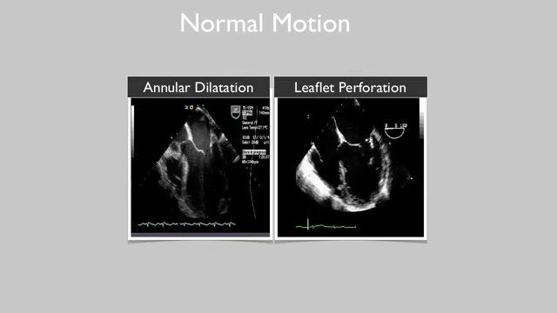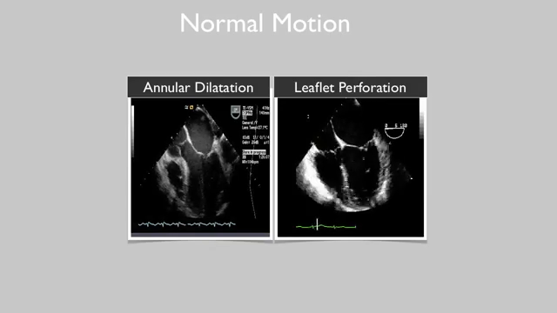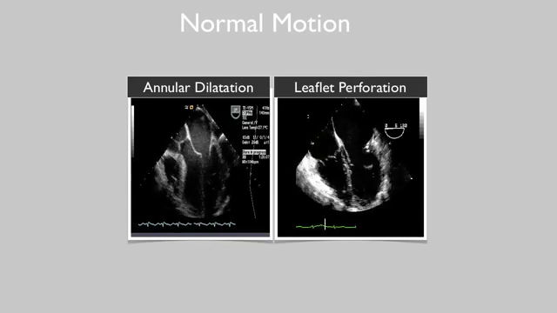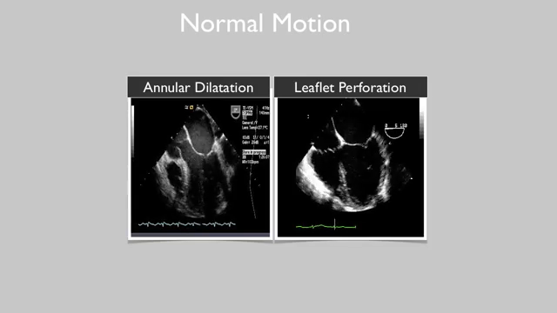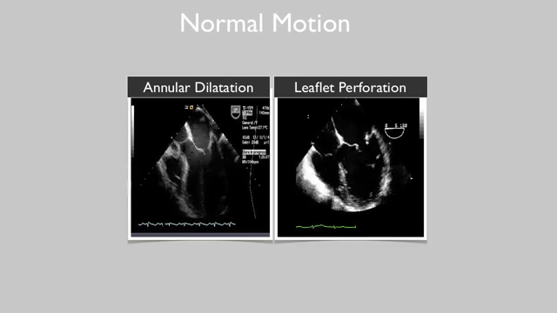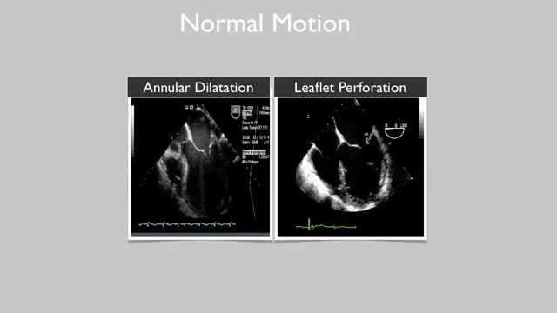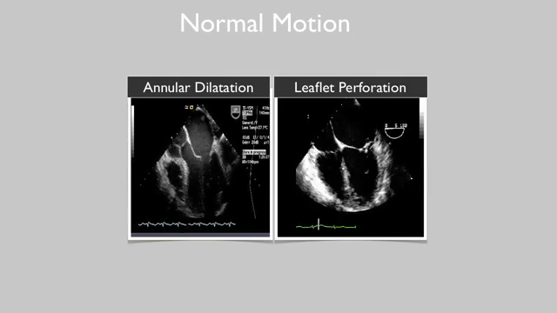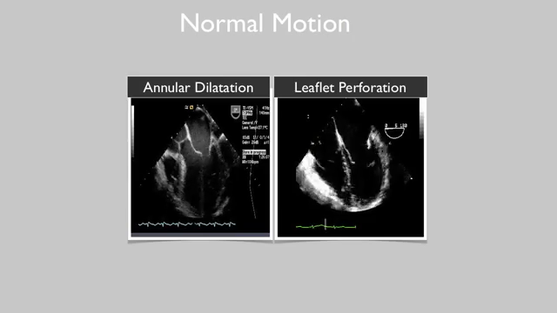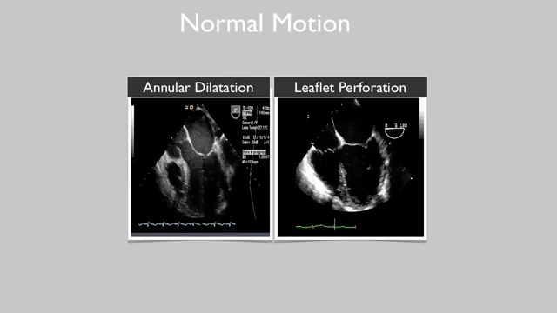Here we see classic examples of the two common type 1 lesions, annular dilation and leaflet perforation. Annular dilation typically occurs due to ischemia or volume overload. Leaflet perforation usually occurs due to endocarditis or iatrogenic injury during a procedure.